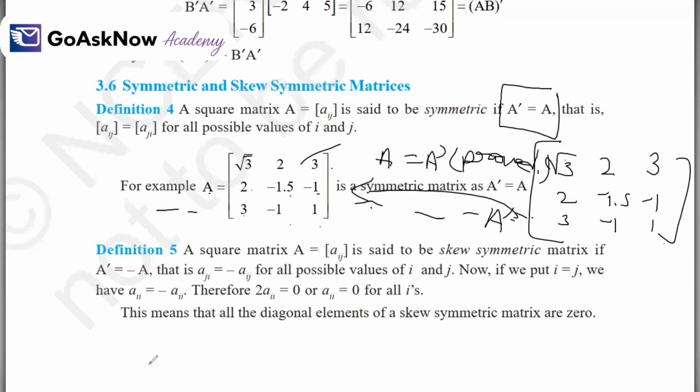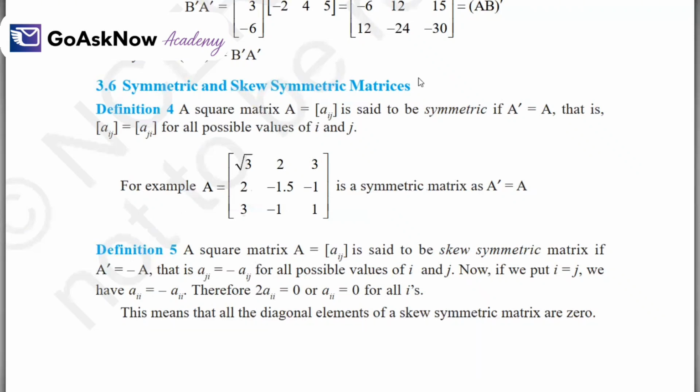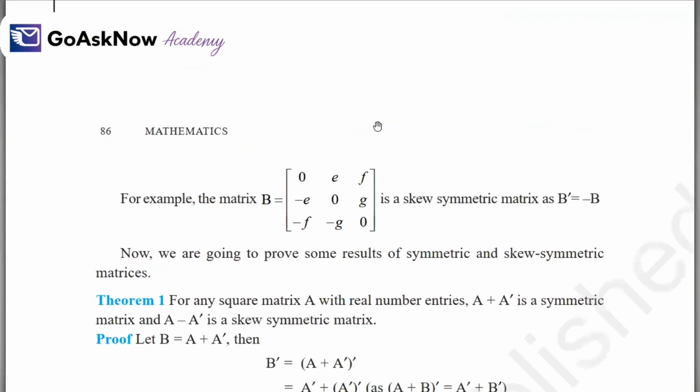It is clearly written also here. You can check that this means that all the diagonal elements of a skew symmetric matrix are 0. So yeah, let's try to see the next thing. What is next part? So for example, here the matrix B is equal to 0, E, F; minus E, 0, G; minus F, minus G, 0 is a skew symmetric matrix.